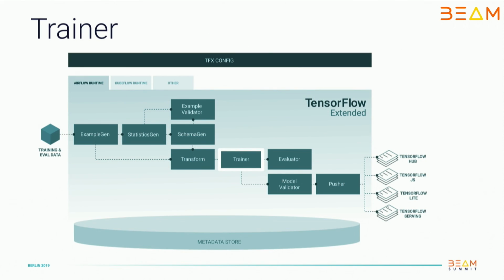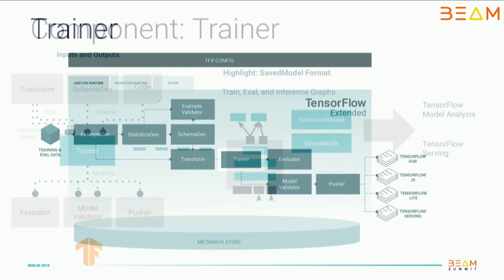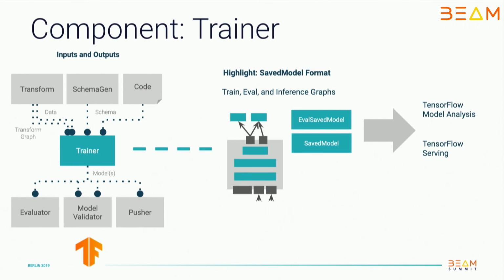Finally, we have trainer. For anyone working with TensorFlow, training a model is pretty familiar, and that's exactly what trainer is. So it's taking a TensorFlow model, it's training it, it's taking the results of your transform that we just talked about, including the schema, and it's going to output really two different kinds of things: an eval saved model and a saved model. The eval saved model is just a saved model with some extra stuff that we're going to use for evaluation.